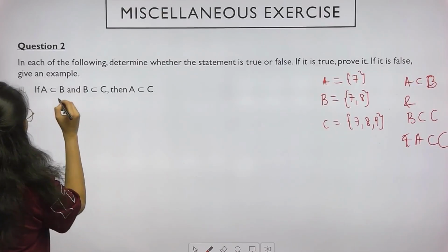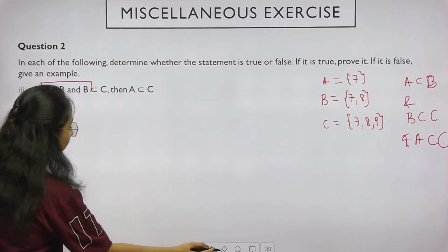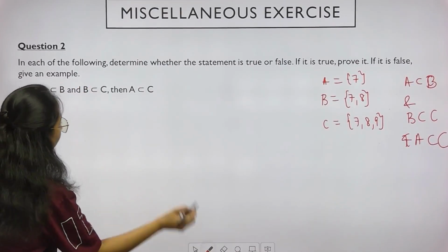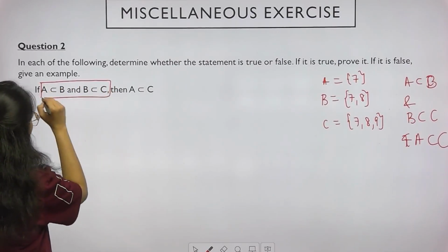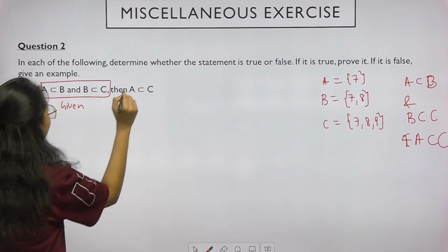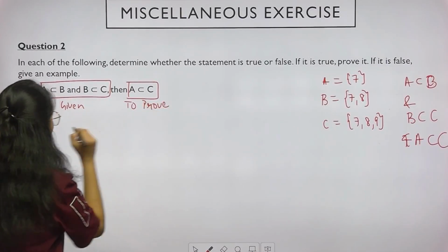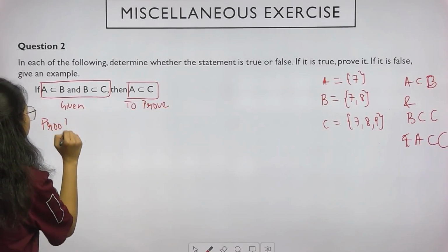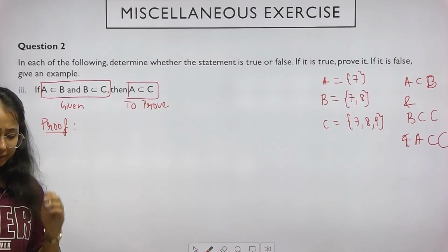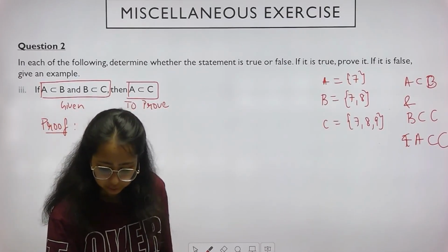Okay. So first of all, this is the given statement. This is given to us. This is given and this is to prove. Okay. Now we will write the proof.